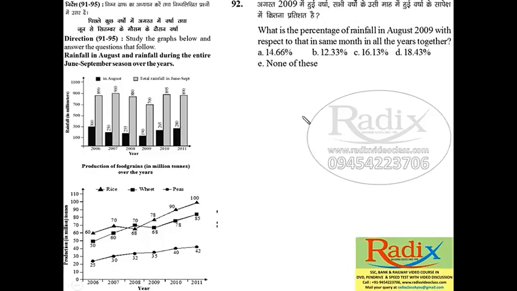Next question. What is the percentage of rainfall in August 2009 with respect to that in the same month in all the years together? Okay, अगस्त 2009 में है 190 रेनफॉल अपॉन सभी ईयर में. हमने भी अभी कैलकुलेशन क्या किया था? 1540 किया था लास्ट क्वेश्चन में, इंटू 100 कर लो. सो दिस इज 1900 अपॉन 154.